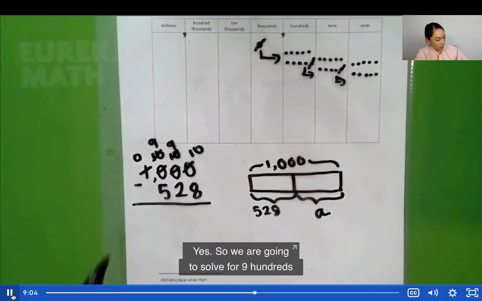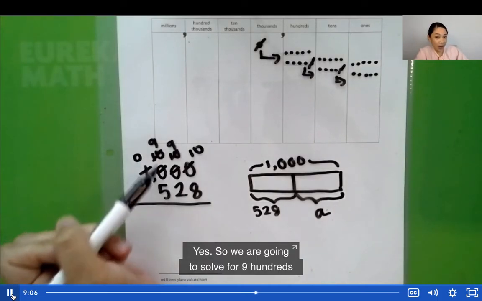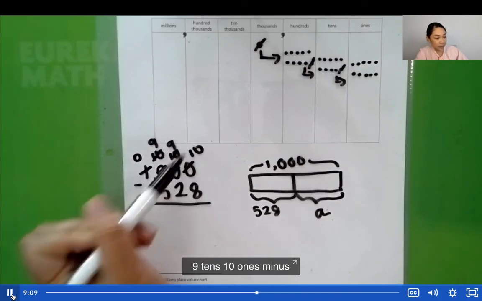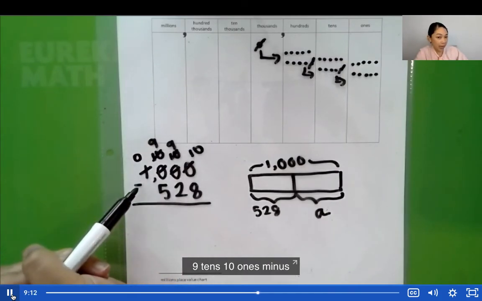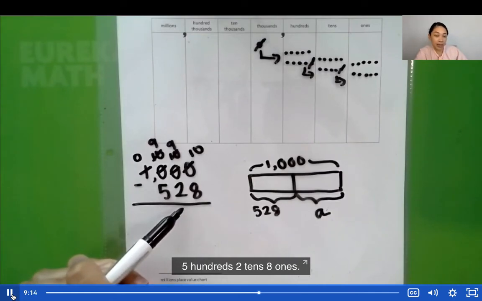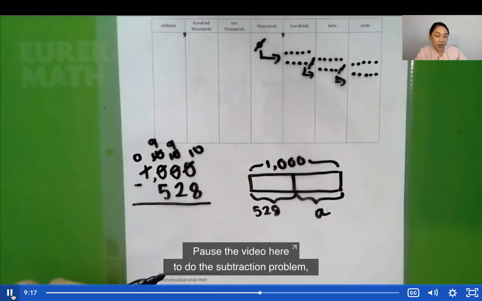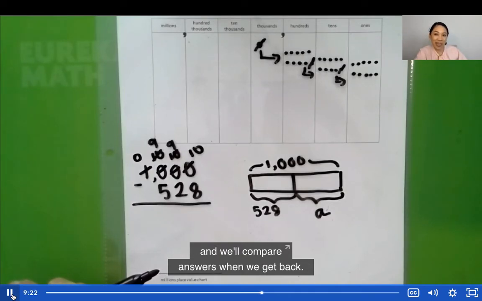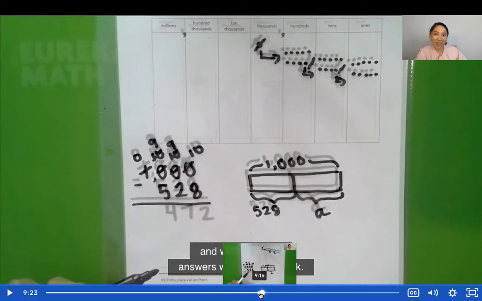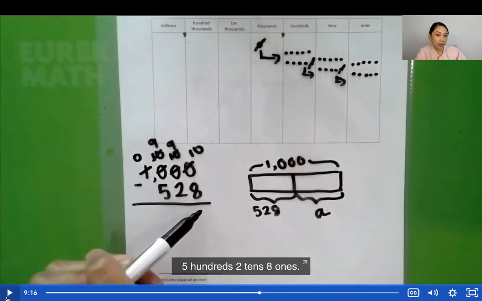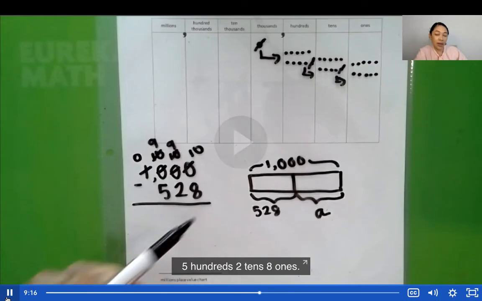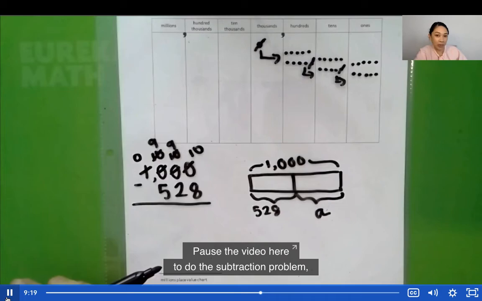Yes. So we are going to solve for 9 hundredths, 9 tens, 10 ones, minus 5 hundredths, 2 tens, 8 ones. Pause the video here to do the subtraction problem, and we'll compare our answers when we get back. So go ahead and do this subtraction problem on your own.